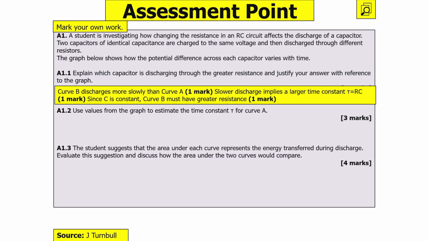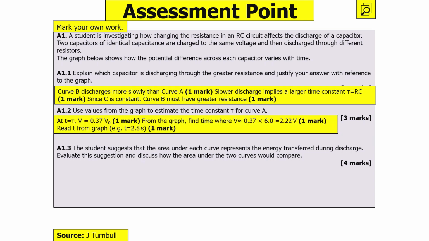Now we also know that we can work out the time constant if we know that V has dropped to 37% of V0. So from the graph we know it starts at 6, so it's 0.37 times 6, which is 2.22 volts. Then we read from the graph that the time at that point is 2.8 seconds.